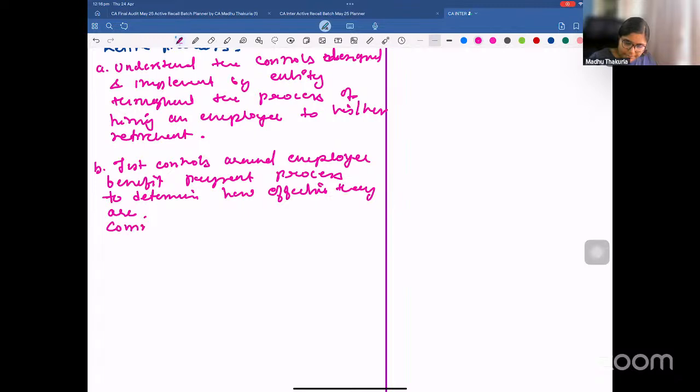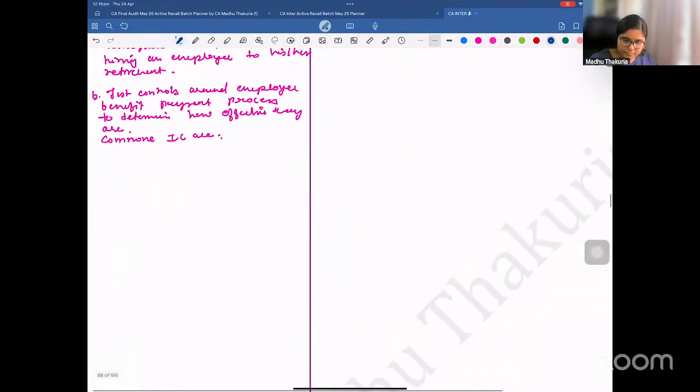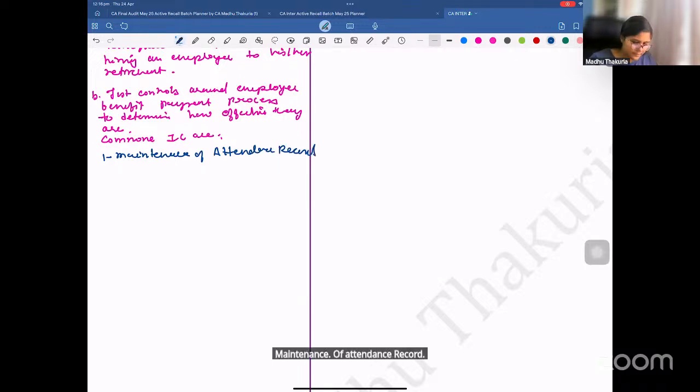Common internal controls are: one, maintenance of attendance record, and two, maintenance of employee master.